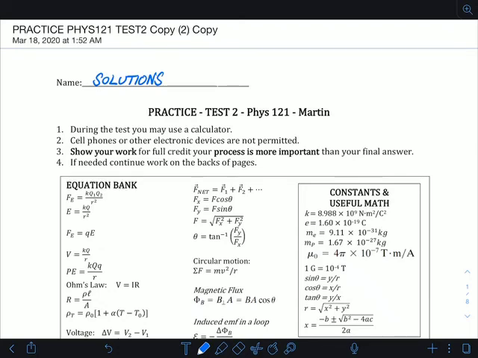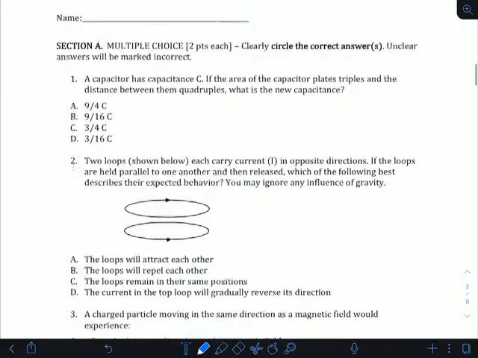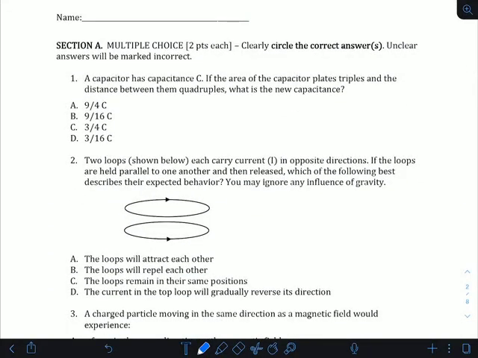The purpose of this recording is to go through practice test 2 solutions. So it's going to cover multiple choice plus some of the short answer, so about 2 pages of the exam. So let's start with the multiple choice.